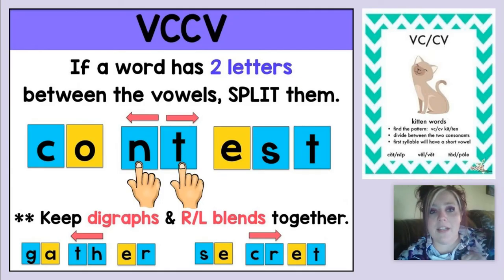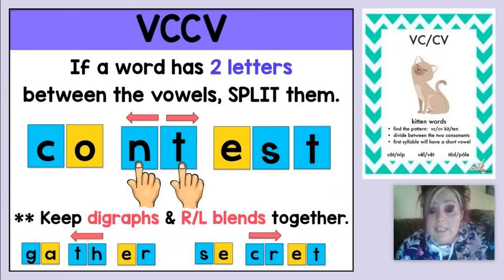All right, our next one, we use this with compound words. This is our vowel, consonant, consonant, vowel pattern. These are also known as kitten words because we're going to find our two vowels and then we're going to come between and split them. This one's pretty easy, actually. We just have to find the two consonants between. And these were our compound words because a lot of times these were like catnip and baseball. A lot of those were our VCCV words. So they were super easy.